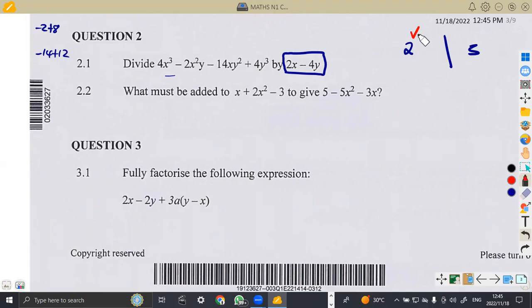What can be added to 2 so that we can obtain 5? What do you simply do? You simply get 5 minus 2, which is 3. Then you know that if you add 3 to 2, you're going to obtain 5. 3 plus 2, that's 5.